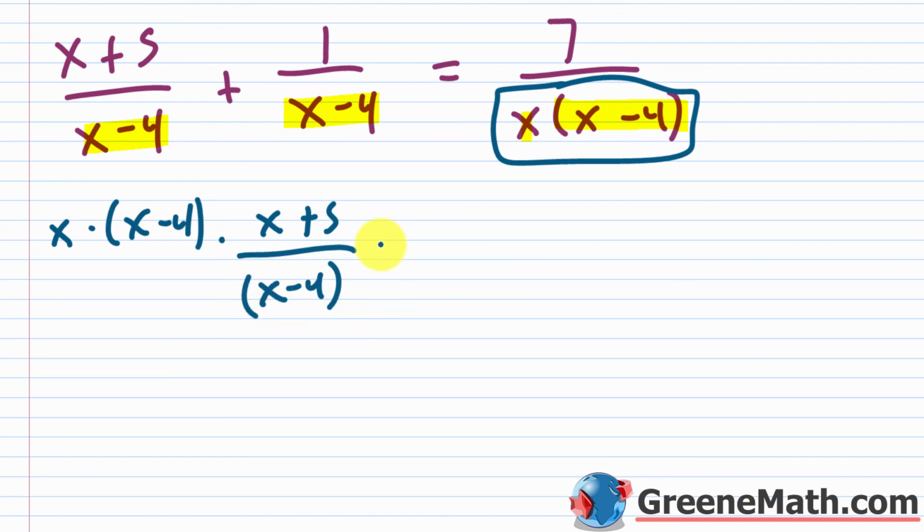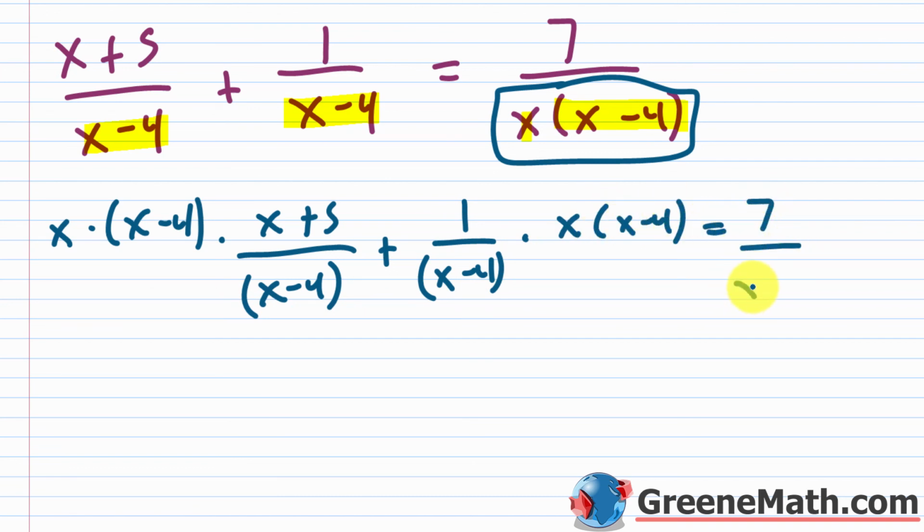You could wrap this if you want. Then plus 1 over x minus 4, then times this x times the quantity x minus 4. And this equals 7 over this x times the quantity x minus 4. Let me make this 4 a little bit better here. And this is times this x times the quantity x minus 4.